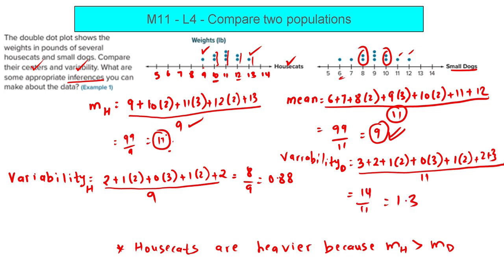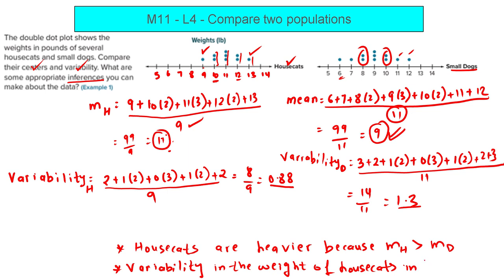Okay, now check, where is the variability more or less? See, the variability is smaller here in house cats compared to the dogs. So the second inference is simple. The variability in the weight of house cats is lesser. These are the two results that I can get from it, and that will be the answer.